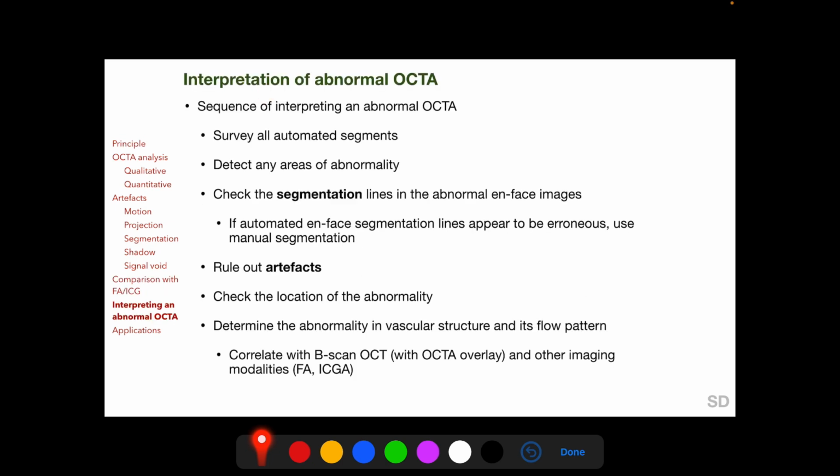So to interpret an abnormal OCTA, we have to follow a sequence. We survey all automated segments and attempt to detect any areas of abnormality. Then we should check the segmentation lines generating the abnormal en face images. And if automated segmentation lines appear to be erroneous, manual segmentation should be used as we have discussed. Then we rule out artifacts, following which we check the location of the abnormality and determine the nature of the abnormality in the vascular structure and its flow pattern, for which we may need to correlate with B-scan OCT with OCTA overlay and cross-refer with other imaging modalities such as fluorescein angiography and indocyanine green angiography.